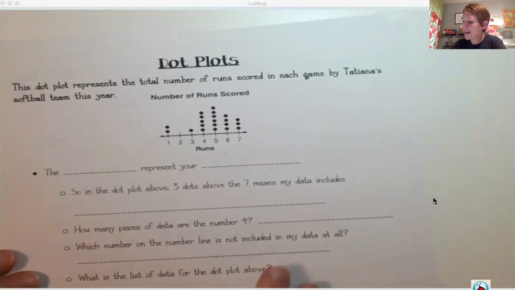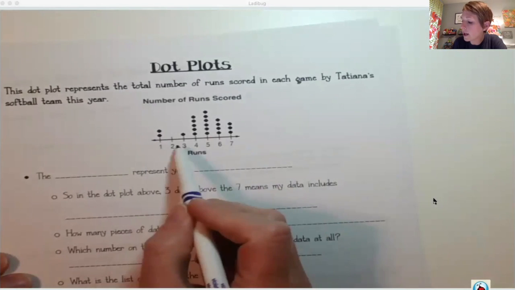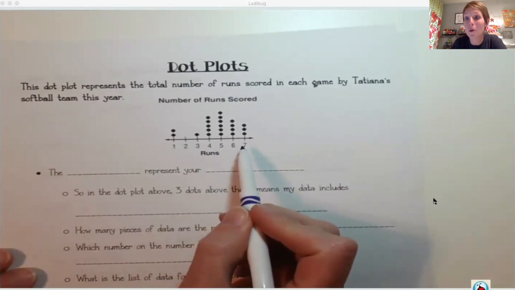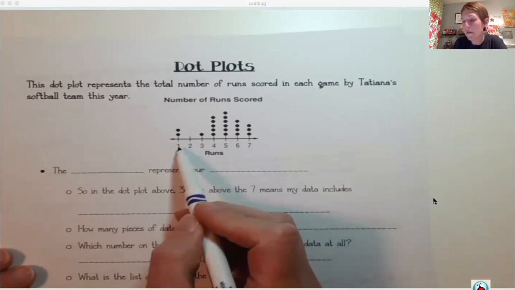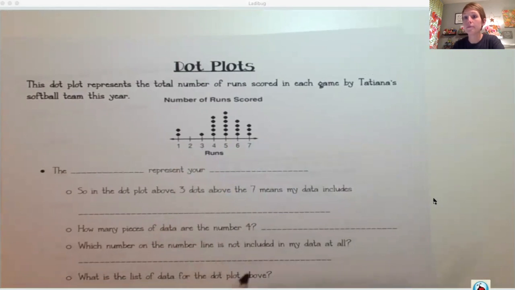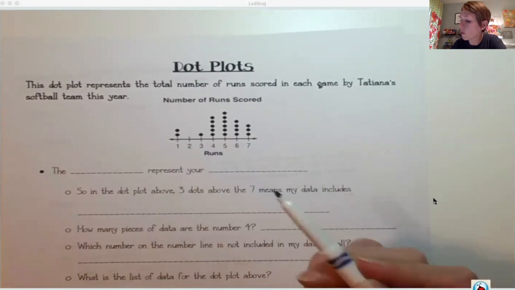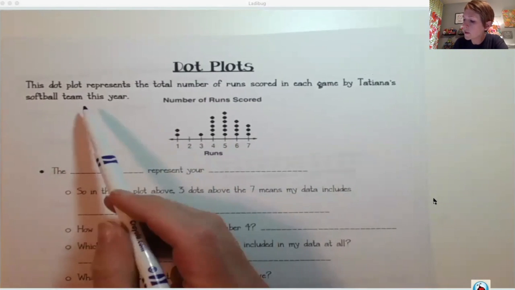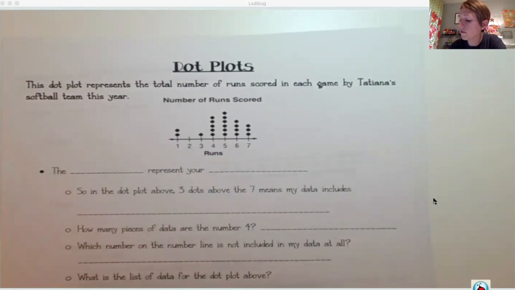So this right here is a dot plot. As you see, the bottom part of it is just a regular number line, okay? It doesn't always have to start at 1. Sometimes it'll be a chunk of the number line further down the line, like maybe 25 through 45 or 50 through 100 or things like that. It doesn't always have to start at 0 or 1, okay? This one represents the total number of runs scored in each game by Tatiana's softball team, okay?